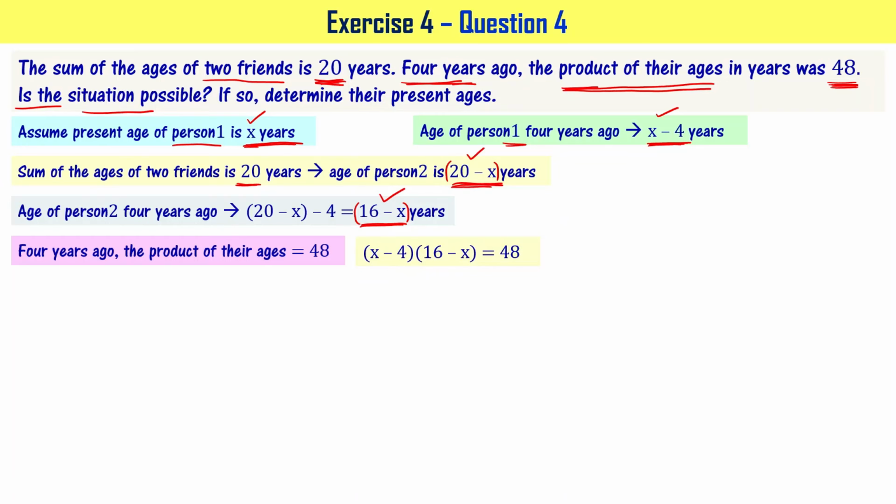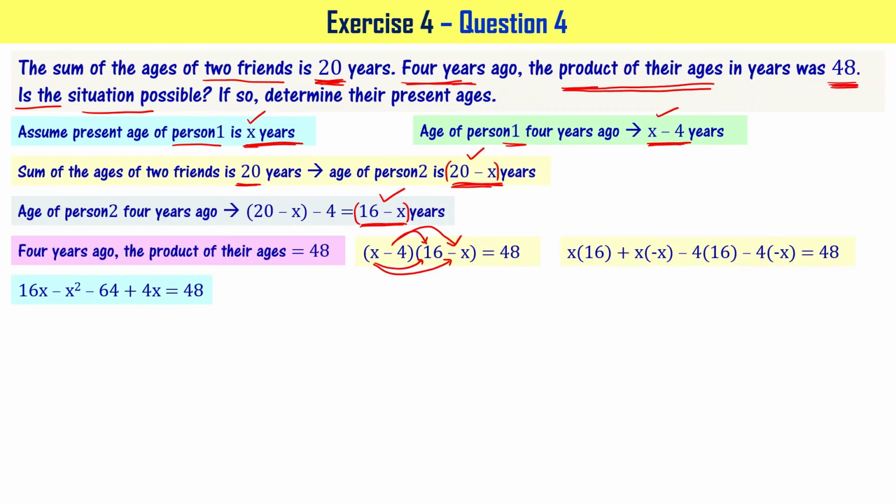Let's convert this into a quadratic equation in the form of ax square plus bx plus c equal to 0. For that, let me first multiply term by term: x times 16, x times minus x, minus 4 times 16, minus 4 times minus x. That is equal to 48. Let's simplify this further so that I can write this as 16x minus x square minus 64 plus 4x, that is equal to 48. Now look at this. I have 4x, I have 16x. We can club them so that it is 20x minus x square minus 64 equal to 48.